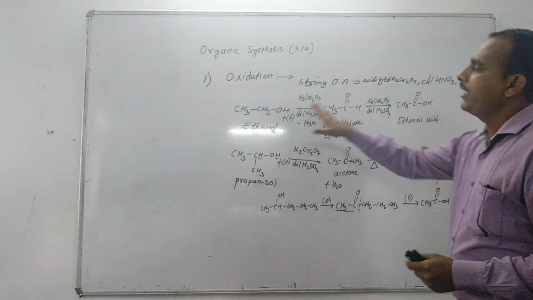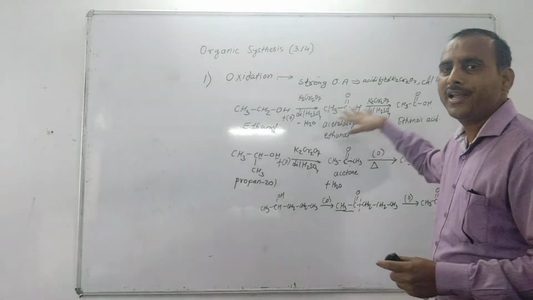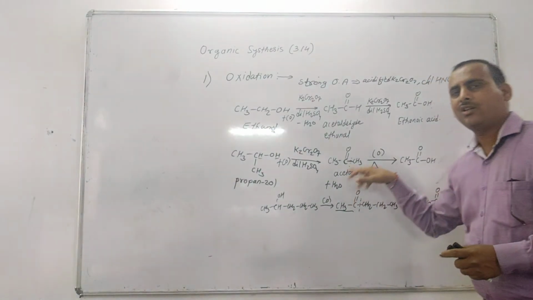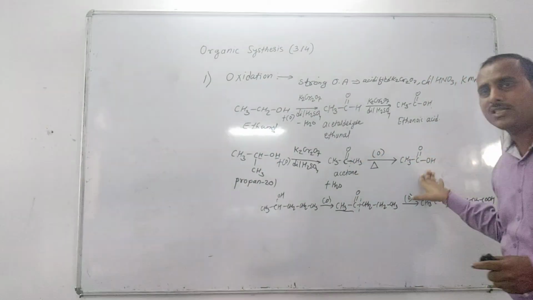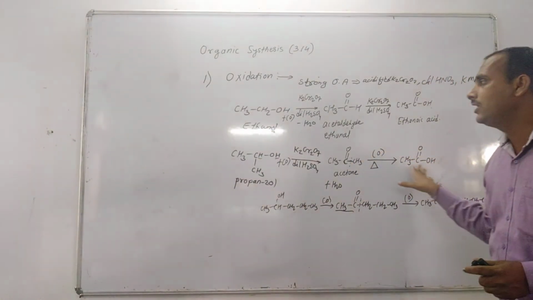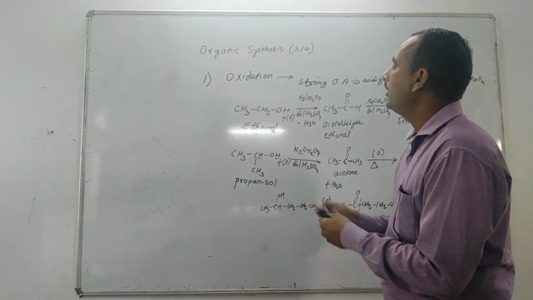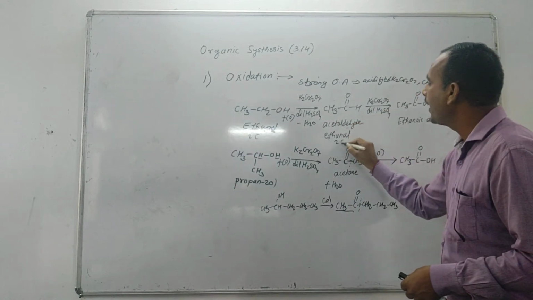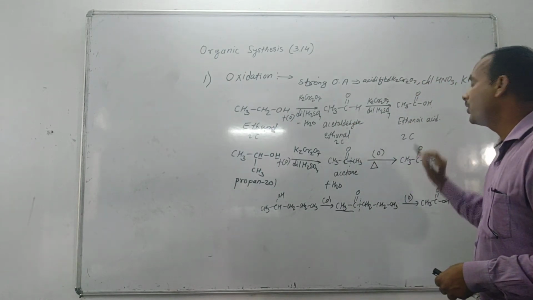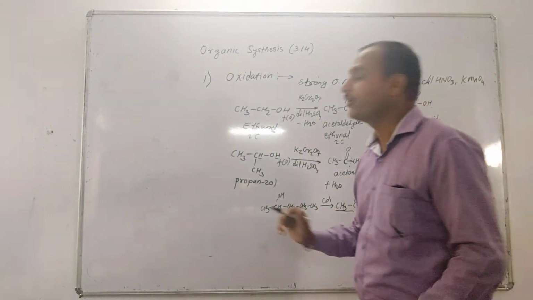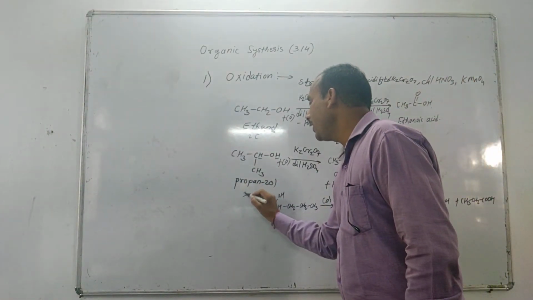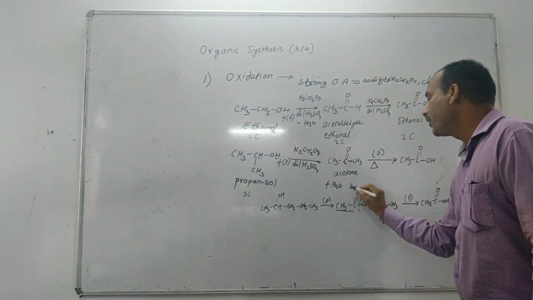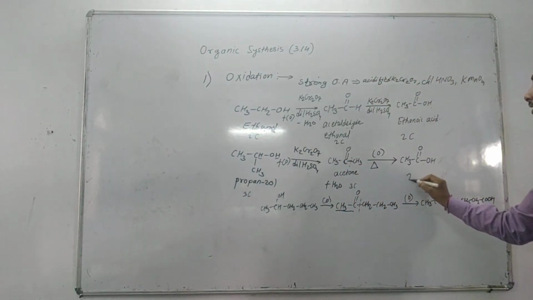Primary alcohol is oxidized to aldehyde, and aldehyde to carboxylic acid. Secondary alcohol is oxidized to ketone, and ketone is further oxidized to carboxylic acid. But see in this example, the alcohol has 2 carbons, the aldehyde has 2 carbons, and the carboxylic acid has 2 carbons. But in the case of secondary alcohol, the alcohol has 3 carbons, the ketone has 3 carbons, but the carboxylic acid has 2 carbons.